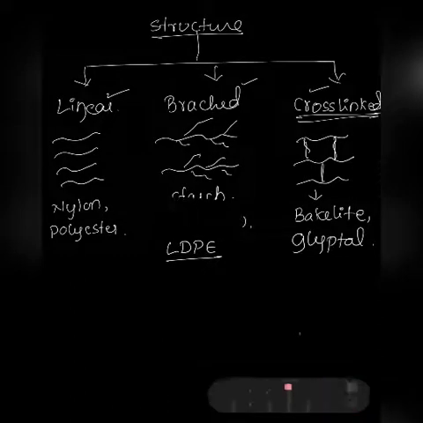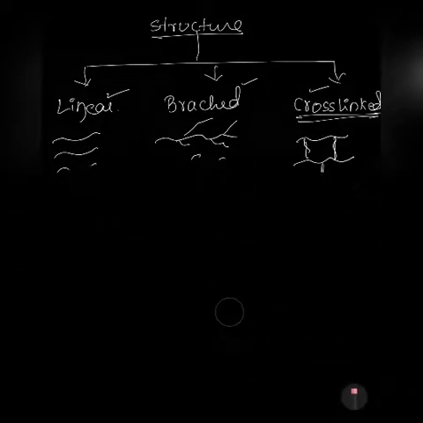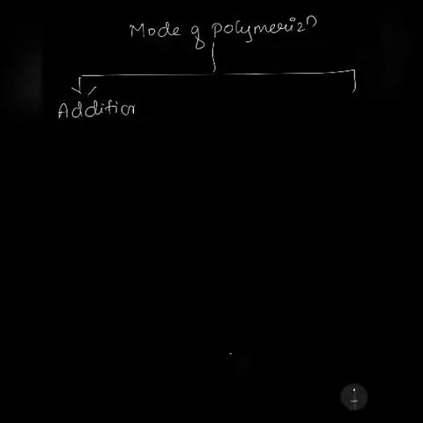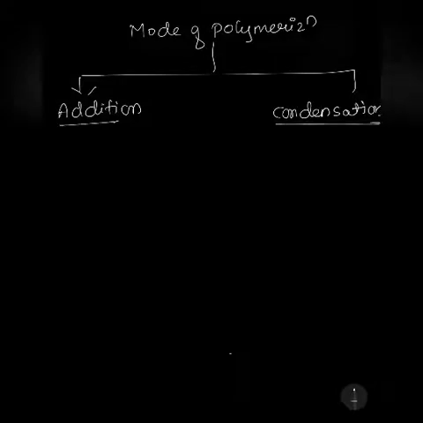Then coming back to mode of polymerization, meaning how you prepare them. How you prepare them, that we call mode of polymerization. On this one, they are classified into two different segments. One we call addition polymers, and the second one is condensation polymers. These are quite important, students. You need to highlight these two.